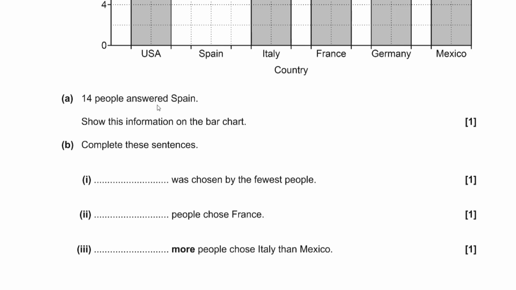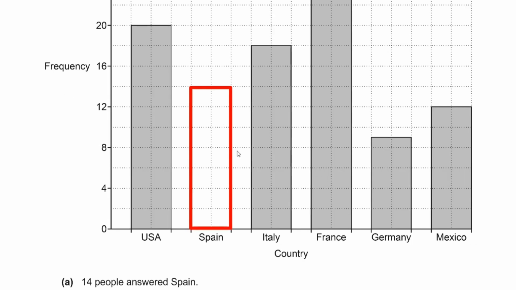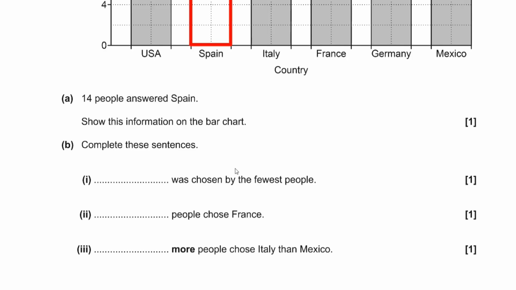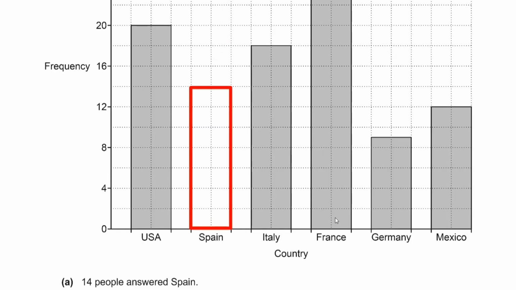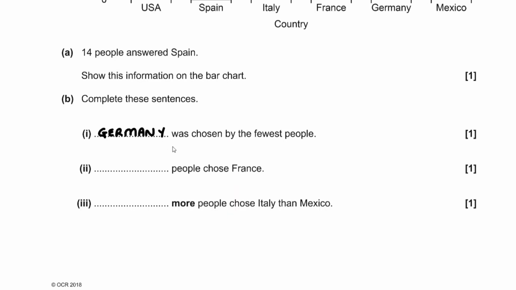Part A, 14 people answered Spain. Show this information on the bar chart. Here is the information displayed for Spain. Part B, complete these sentences. A certain country was chosen by the fewest people. Looking at the bar chart, we see that Germany has the smallest frequency. Hence, Germany was chosen by the fewest people.